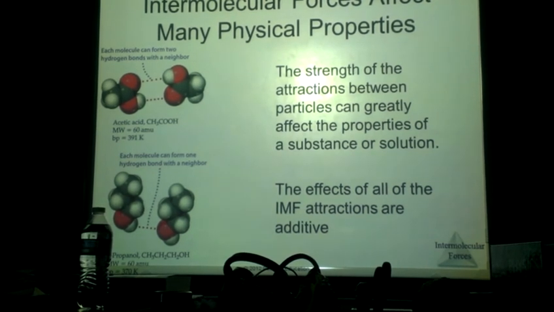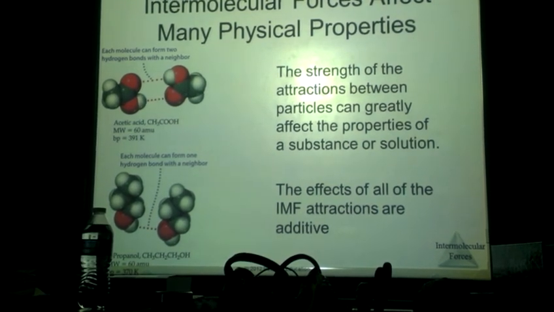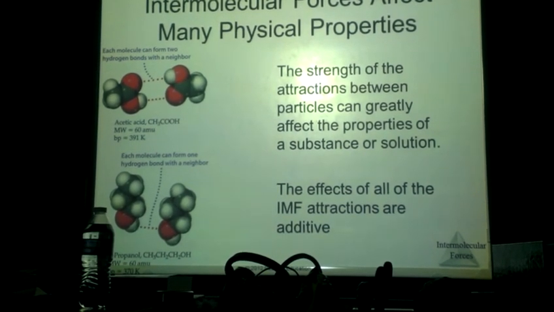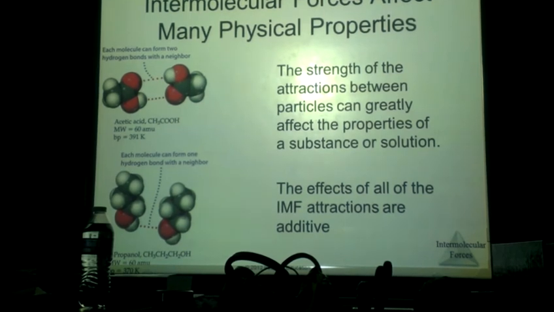Okay, let's talk about how intermolecular forces affect physical properties. The strength of the attractions between particles can greatly affect properties of a substance or a solution. So we already saw that if I have stronger intermolecular forces, the boiling point is definitely going to be affected by that. Because if I have stronger IMFs, then the boiling point is going to be much higher because I have to supply a lot of energy to overcome those intermolecular attractions. So the strength of these IMFs is super important and dictates a lot of properties for us.